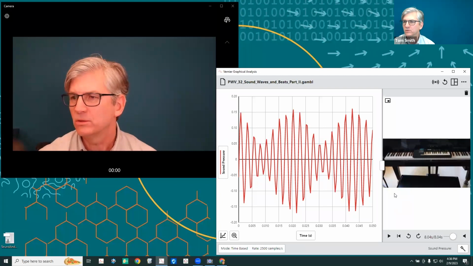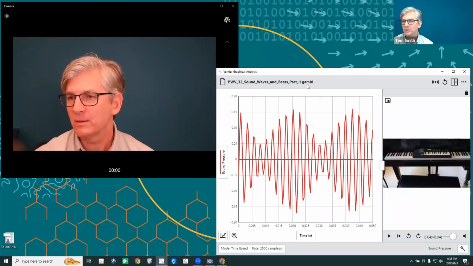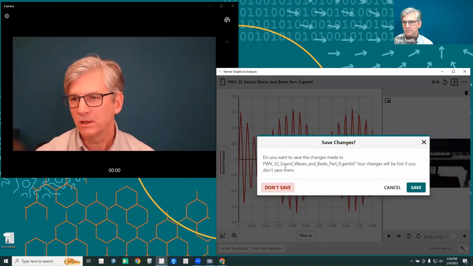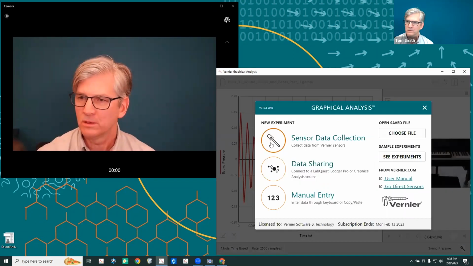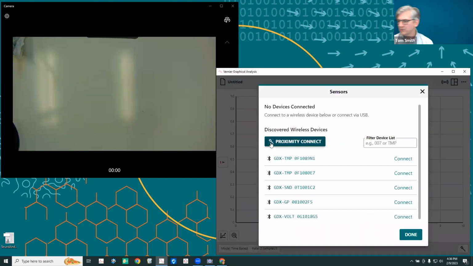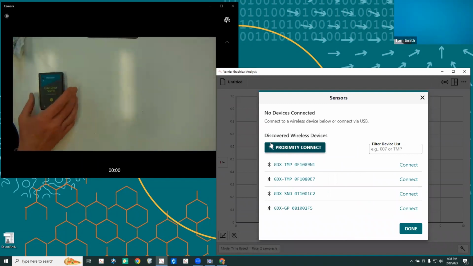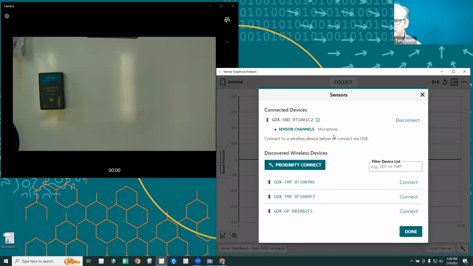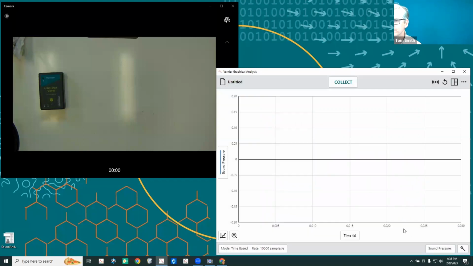So what you might do from this, if students are doing this lab at home, is when they come to class the next day, maybe you set up a data sharing episode. So I'll do sensor data collection. I'll turn on a different camera here. So I have my sound sensor there. I can go ahead and choose my sound sensor to connect to it. Just going to use my default microphone channel again.